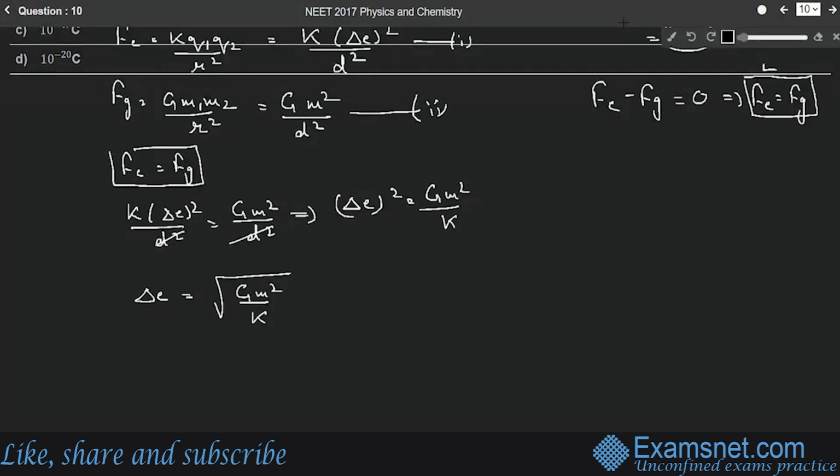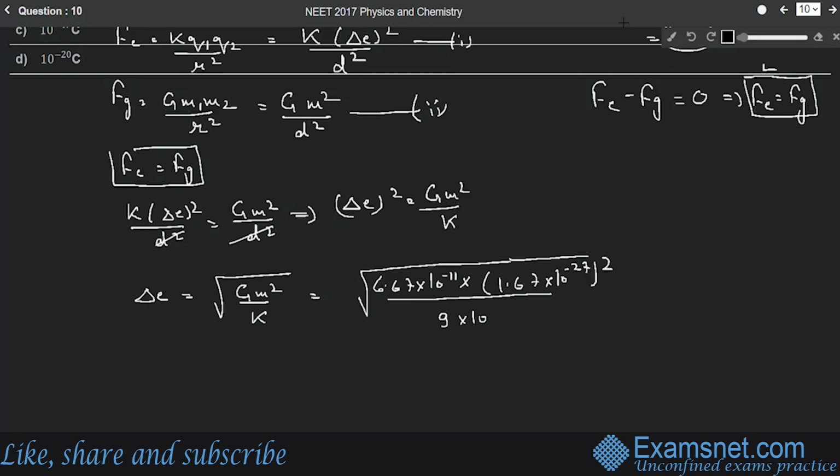So we'll put the values here. What is the value of G? That is the gravitational constant, 6.67 into 10 to the power minus 11. The mass of hydrogen is given, so 1.67 into 10 to the power minus 27, squared. The square of mass is there. Then what is the value of k? This is the constant, 9 into 10 to the power 9. If you look at the options, only some power of 10 is given. That means we don't have to calculate this completely. We just have to find what power of 10 will be there. In that way, we can find the order of delta e. So let's focus on 10 to the power something.